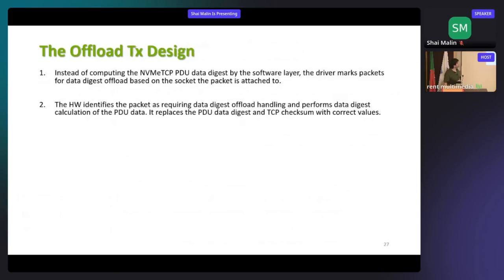And with that, let's continue with the TX path. On the TX path, instead of computing the NVMe TCP PDU data digest by the software layer, the driver marks the packets for data digest offload based on the socket the packet is attached to. The hardware identifies the packet requires data digest offload handling and performs data digest calculation of the PDU data. It replaces the PDU data digest and TCP checksum with the correct values.